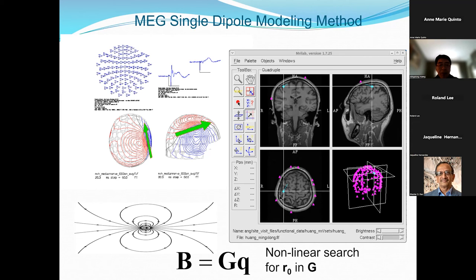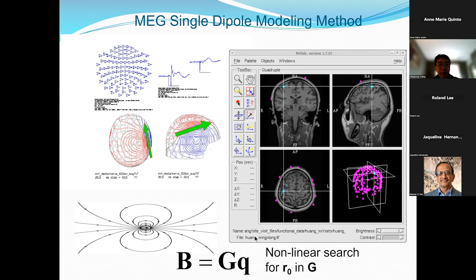But the median nerve gives the most reliable solutions for registering the MEG and making sure there's no error. So on almost every single subject, you can do median nerve and make sure we get good localization, because the source is very simple, just one source.